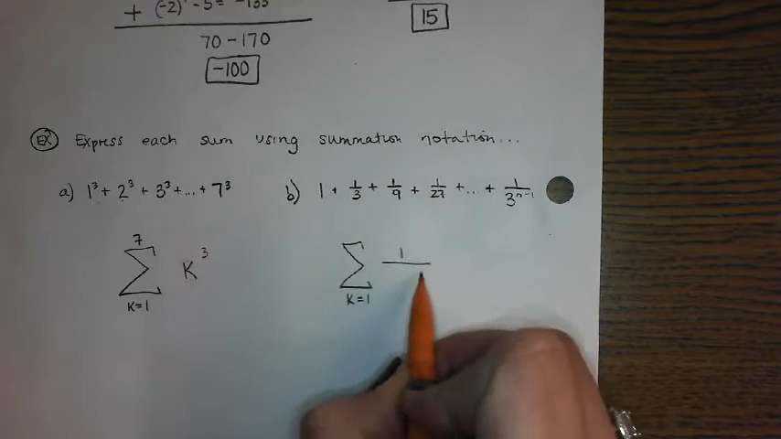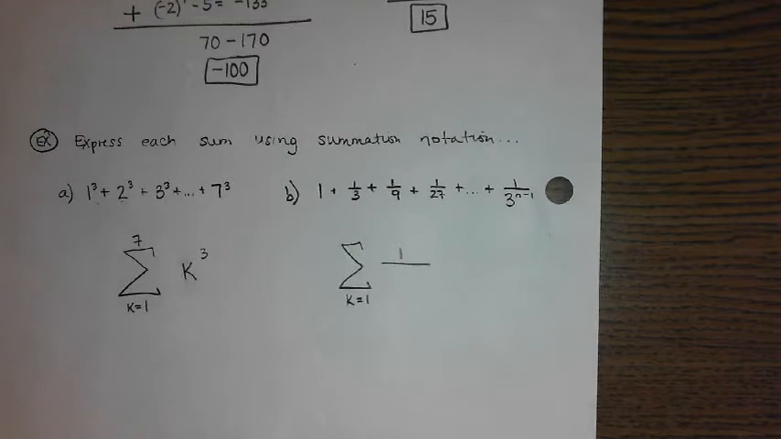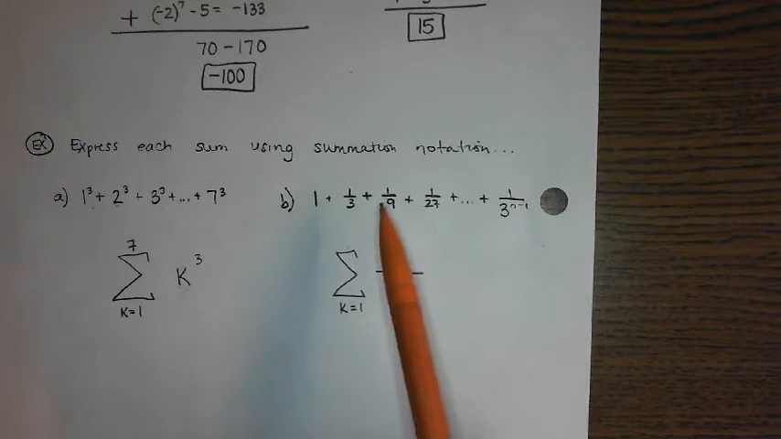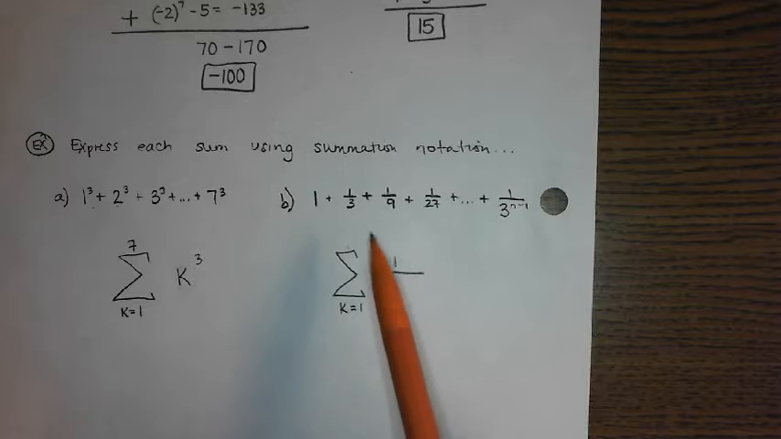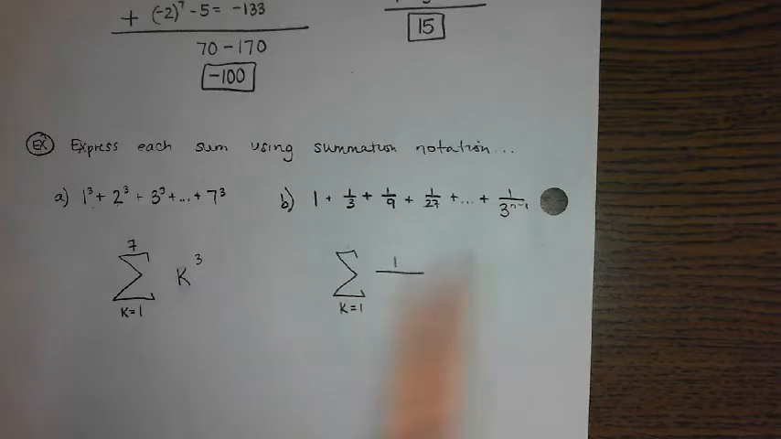One over something, but we're not sure what. And we don't know what it goes up to. Right? So let's look at all the denominators. What do you notice about the denominators?